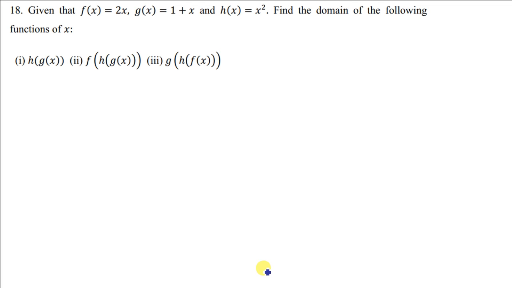Welcome to today's tutorial. In this tutorial, we're going to discuss how we can find the domain of a composite function. The question is this: given that f of x is equal to 2x, g of x is equal to 1 plus x, and h of x is equal to x squared, find the domain of the following functions of x. This one is straightforward.